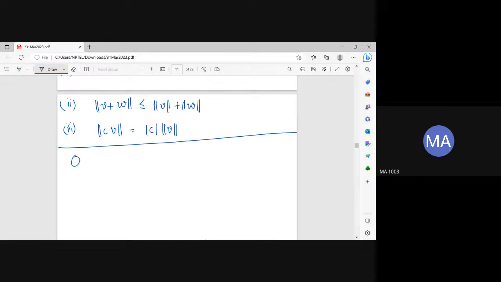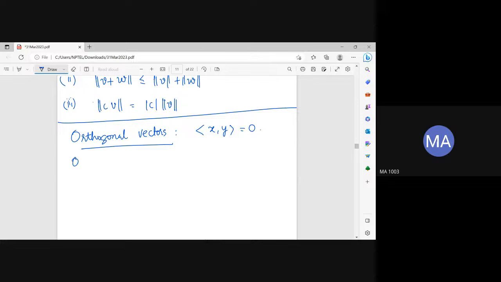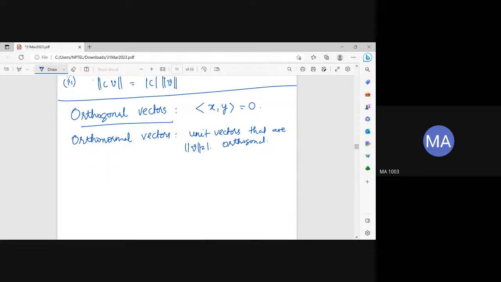Then orthogonal vectors come into the picture, right? You have two vectors. Now that you have lengths, you can talk about angles. So you can tell when two vectors are perpendicular, in some sense, that the inner product is 0. Orthonormal vectors are unit vectors that are orthogonal. Unit vectors means their norm is equal to 1. And once you have all these vectors, you can talk about the Gram-Schmidt process, right?